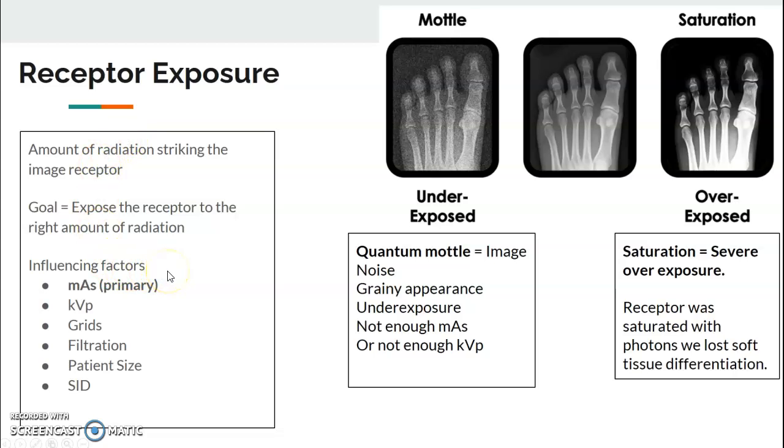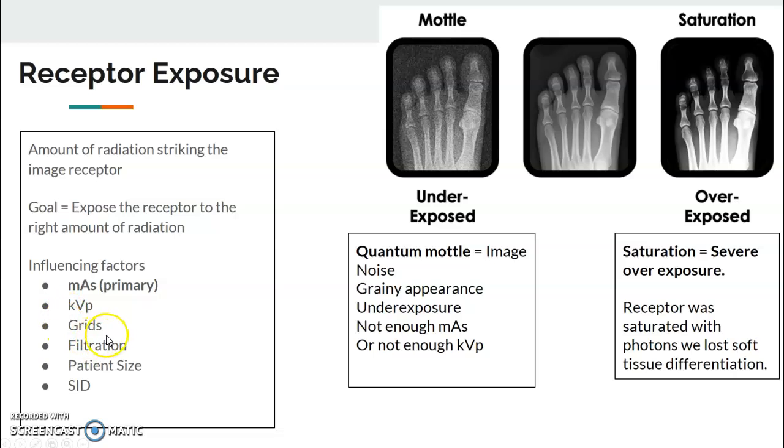Influencing factors for receptor exposure, primarily mAs is the controlling factor, and it's a direct relationship. So if you increase your mAs, you're going to increase your receptor exposure. kVp also has an effect on receptor exposure. It's mainly controlled by the 15% rule, but it's also a direct relationship. So if you increase kVp by 15%, you're also going to increase receptor exposure.